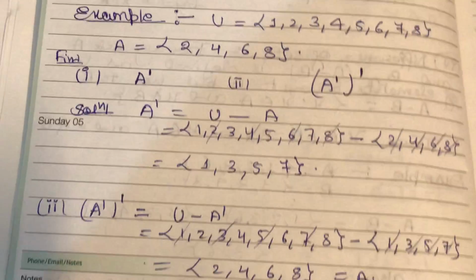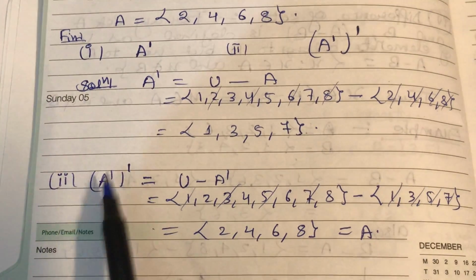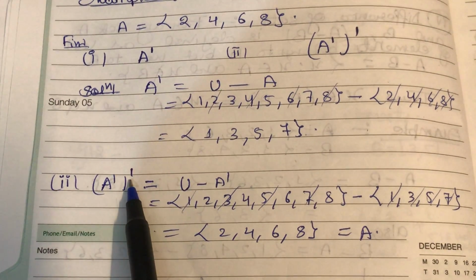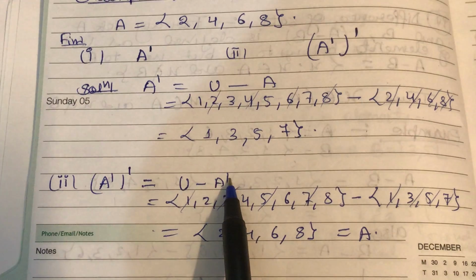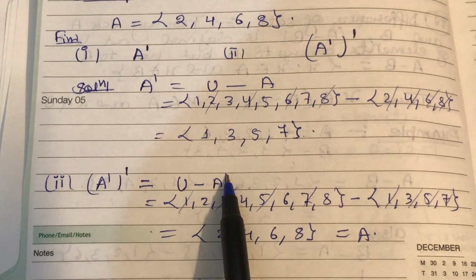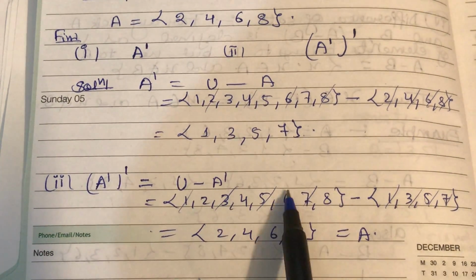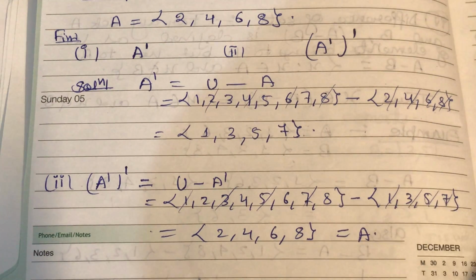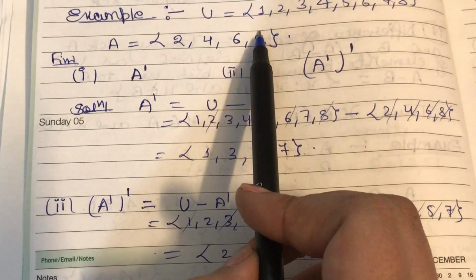Once again, if I have to find the complement of A complement, which means double complement, let's see what the answer is. So U minus A complement. At place of U, I have written the universal set. At place of A dash, which is my A complement, I will write 1, 3, 5, 7. Let's cancel out the common terms. 1, 3, 5, 7 I have cancelled out. Then the left out elements are 2, 4, 6, 8. Now this is the value of A.